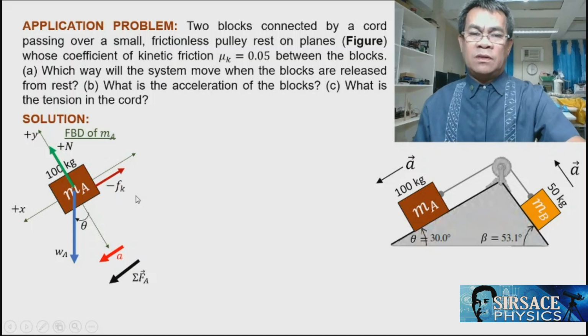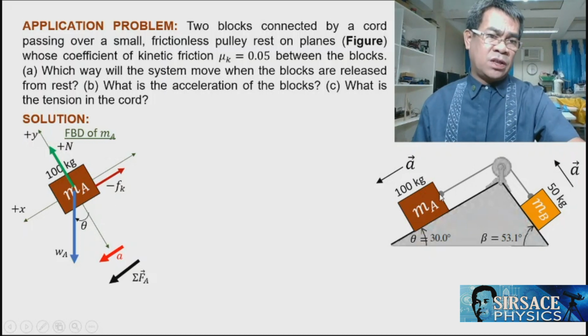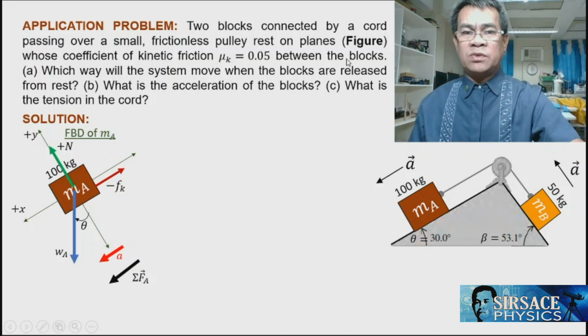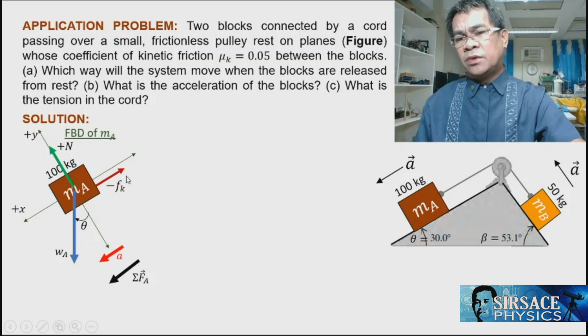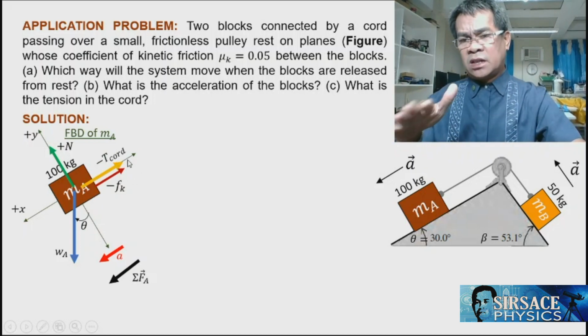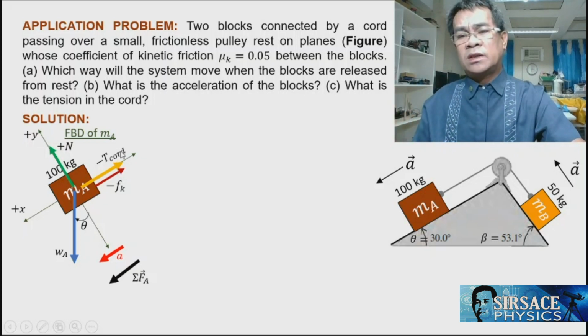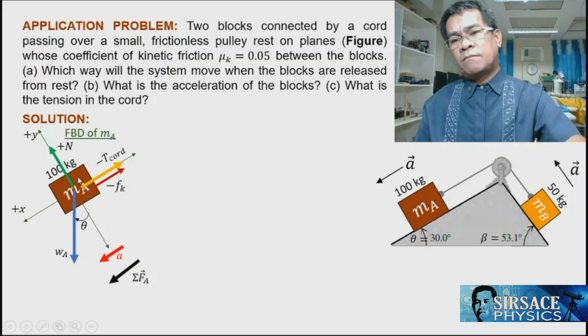Okay. Now, another force on mass A is the cord. Take note that our mass A was connected with a cord, so there must be a tension in the cord. That's why we ask this in letter C: what is the tension in the cord? The cord is a kind of tensile force. It is always directed away, so it is negative. It is along the x-axis, but in the negative direction of x. So these are the forces acting on mass A.